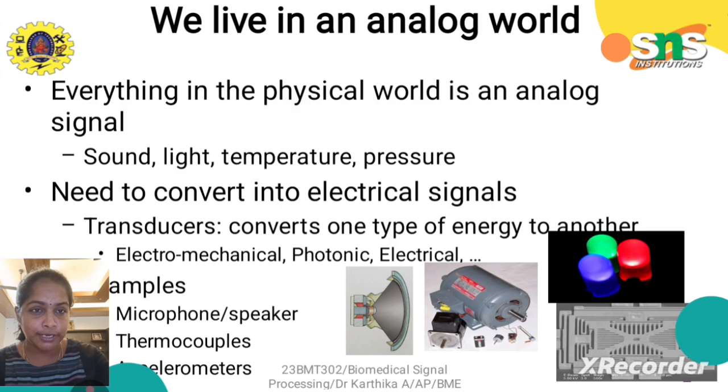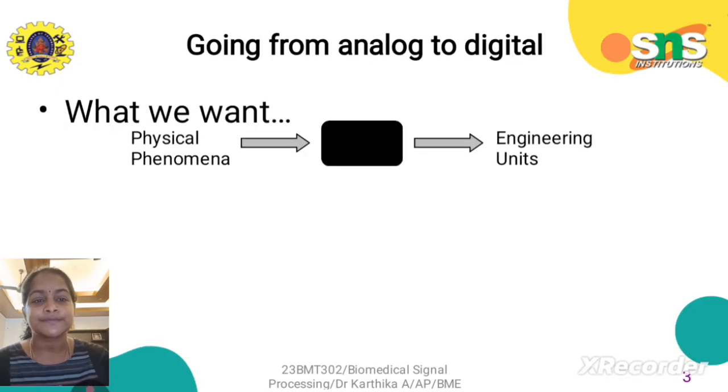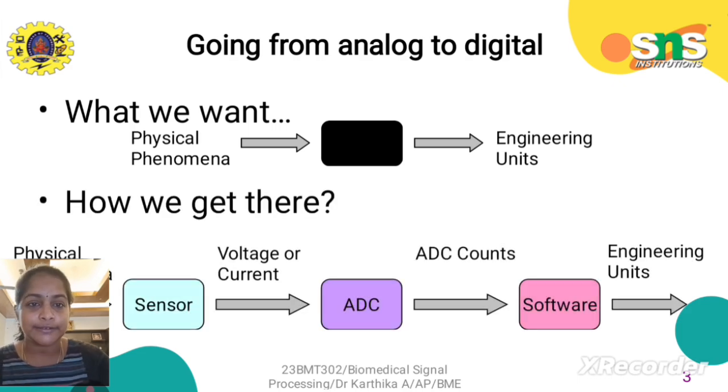So, we need to convert these analog signals into electrical signals for attaining great precision, accuracy, and resolution. Here, transducers play a vital role. They convert our physical quantities into electrical signals, for example electromechanical, photonic, electrical. Examples are microphones, speakers, thermocouples, accelerometers. Here, from physical phenomena to engineering quantities, engineering units, what is happening here?